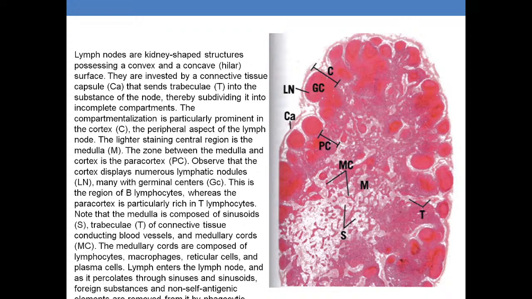Lymph enters the lymph node and as it percolates through sinuses and sinusoids, foreign substances and nascent antigenic elements are removed from it by phagocytic activity of macrophages.